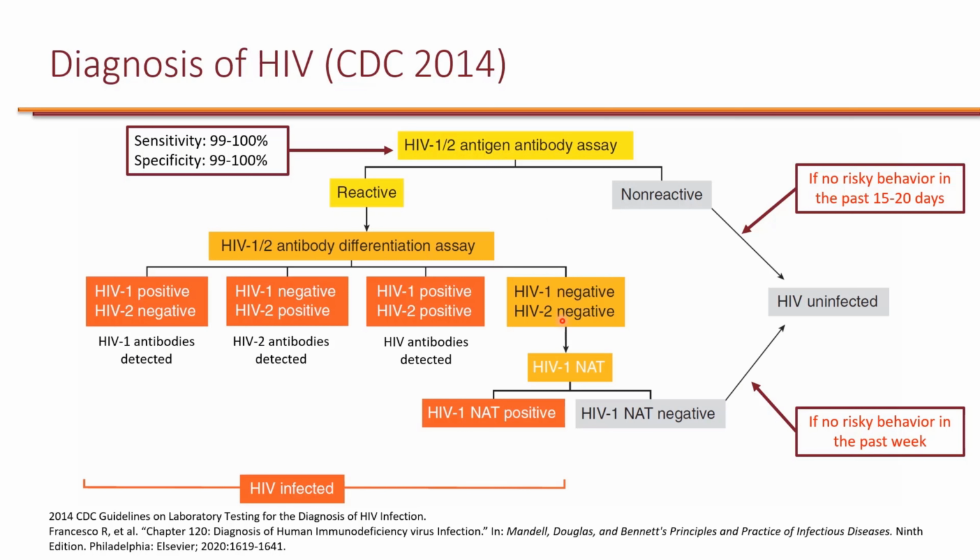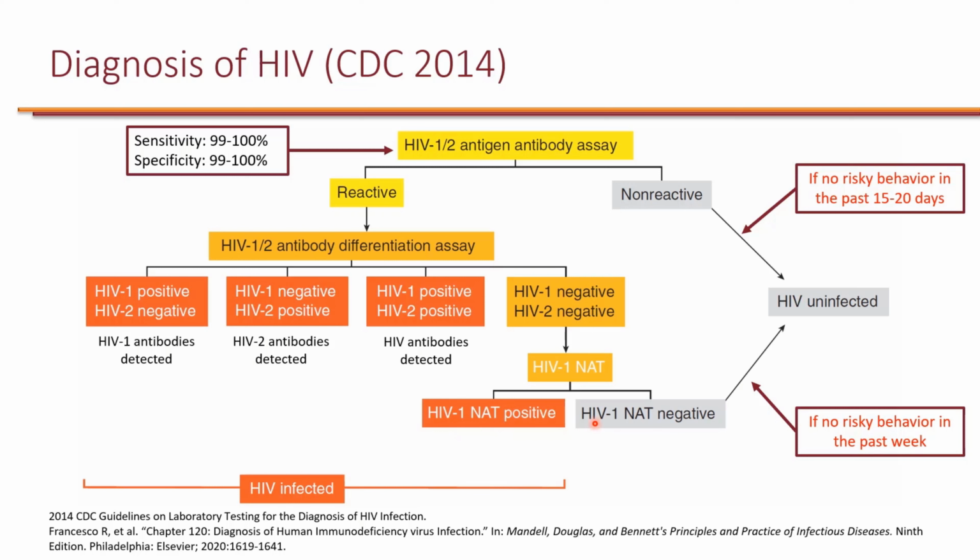To resolve this issue, we need to do a nucleic acid test. A nucleic acid test is a lot more accurate because instead of antigen or antibody, it detects the HIV RNA. So if this tests positive, then we can conclude that the patient has HIV. Currently in the US, HIV-2 is not common, so the nucleic acid tests that are FDA approved are only for HIV-1.